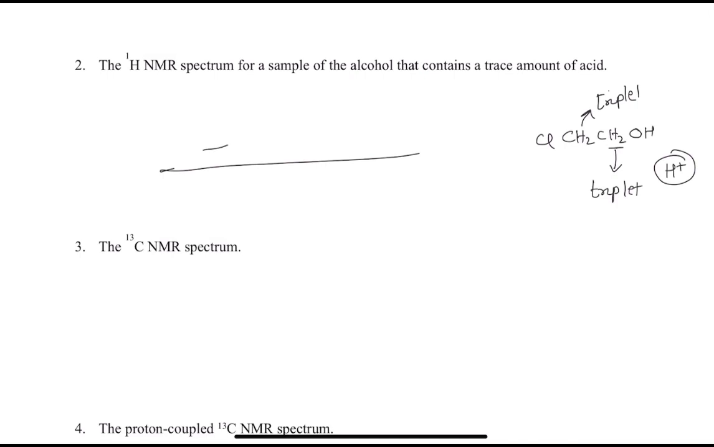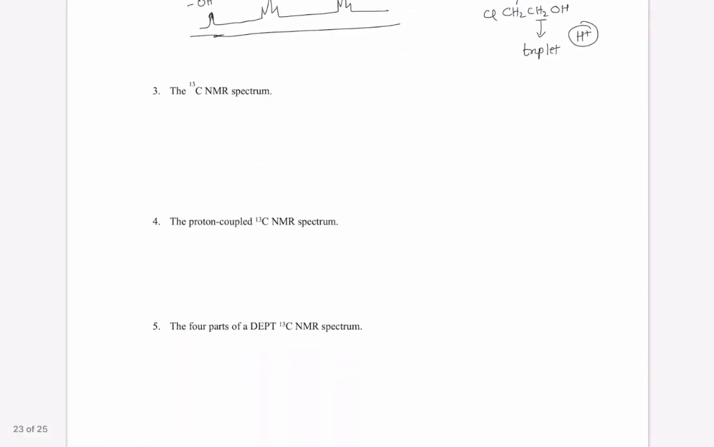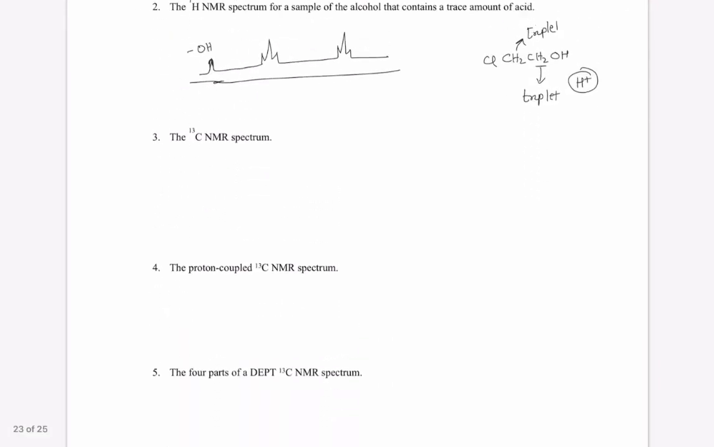So there will be 2 triplets here. And also there will be 1 singlet. Probably this will be slightly broad, and that's going to correspond to the OH group. So this is going to be the H NMR spectrum for the sample of the alcohol when there is a little amount of acid present. Let's go on to the next one, the C13 NMR spectrum for this compound. There are only 2 carbons here, and consider this as a proton decoupled spectrum.